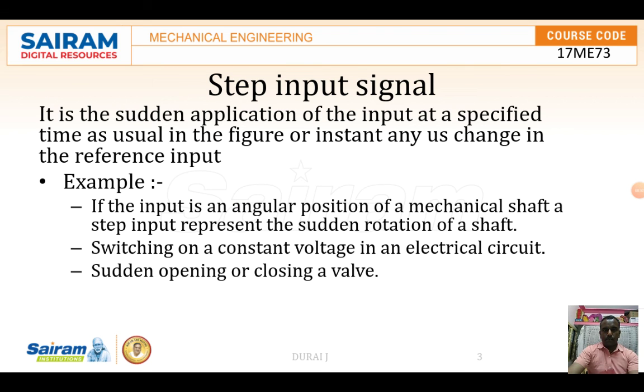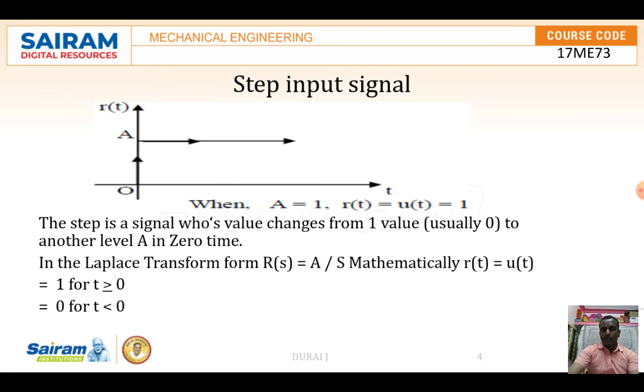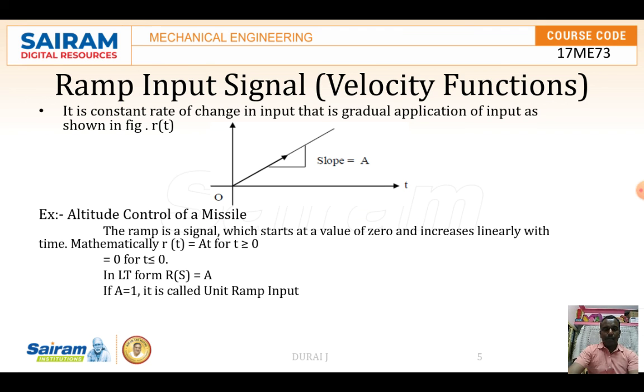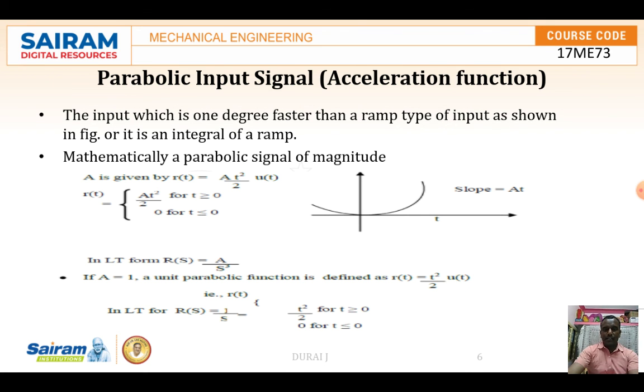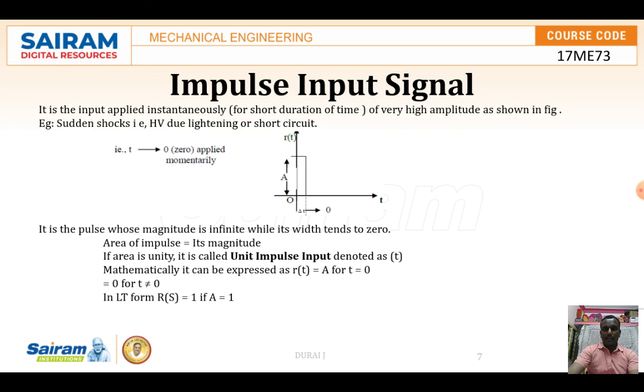So the step input is the position input, and the ramp input is the velocity input because it gradually increases with respect to time. The parabolic input is double the time of the ramp input, so this will be the acceleration input, and this impulse input we can call the delta function. Okay, so these are all the points you should remember. The remaining things we'll see in the next class.